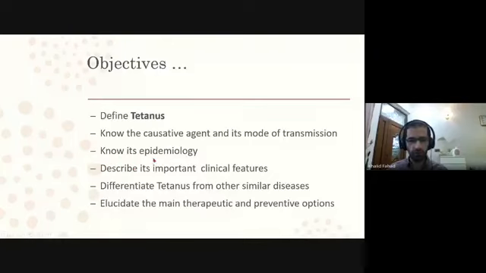Also, you have to know its epidemiology and describe its important clinical features. For every infectious agent, you have to know the pattern or modes of presentation, and be able to differentiate tetanus from other diseases with similar presentations. Also important are therapeutic and preventive options. In each infectious disease, you have to know the main line, for example the antibiotic of choice, and the main preventive options. Prevention is very important in infectious diseases, how to prevent the disease.